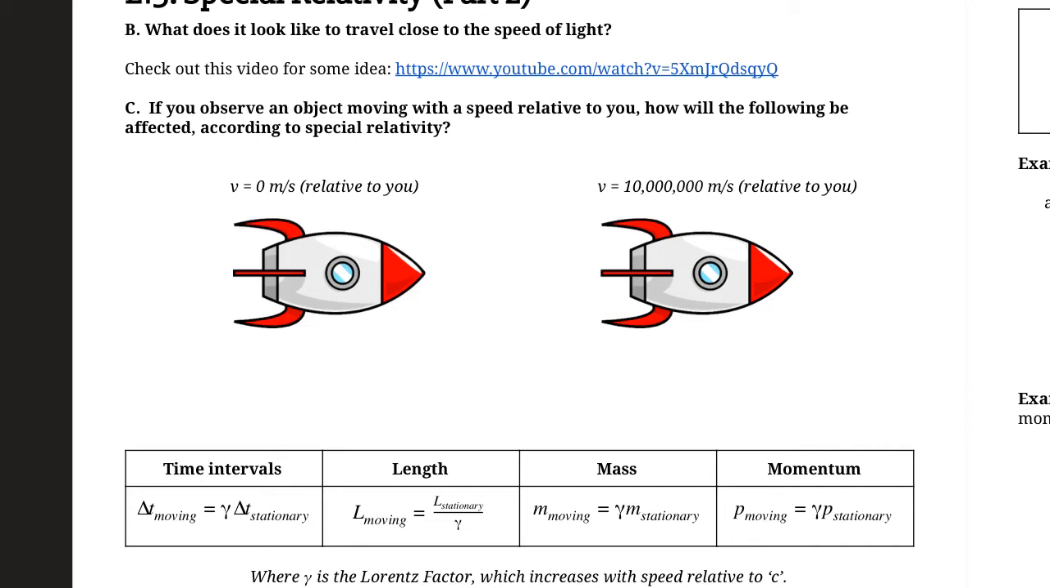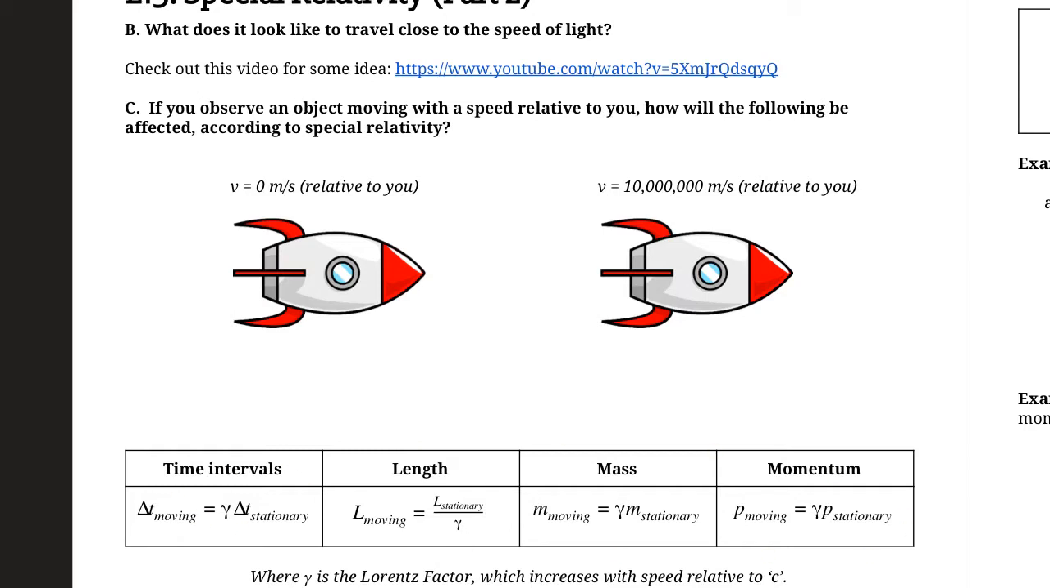So by now we know some wacky things start happening when we approach the speed of light. And today we're going to look at specifically how these things change as we approach the speed of light. So how time intervals change, length changes, mass changes, and momentum changes. So first of all, we have an object that's moving 0 meters per second relative to you. How does that differ from an object moving at, say, 10 million meters per second relative to you? How are these things going to differ?